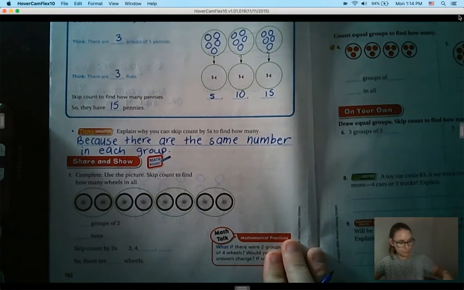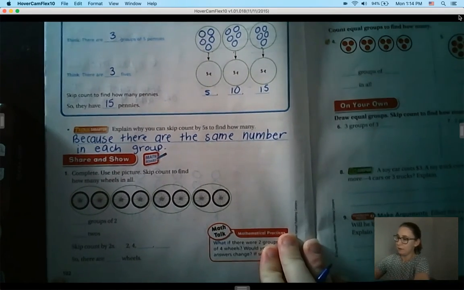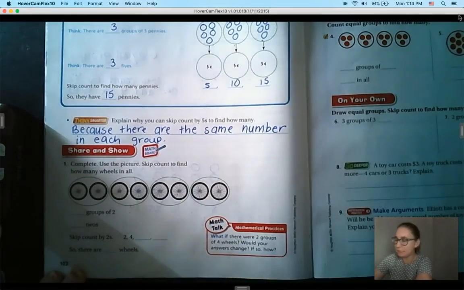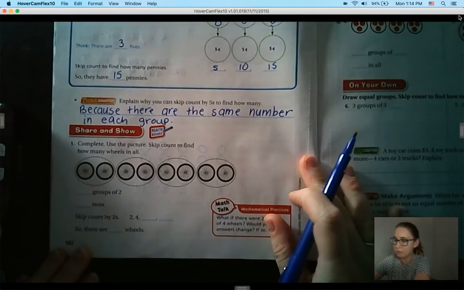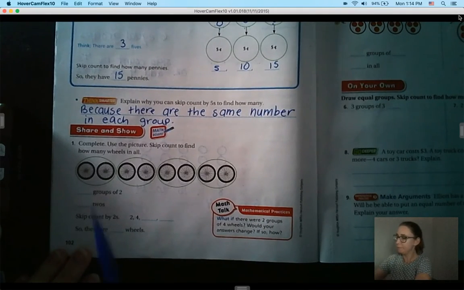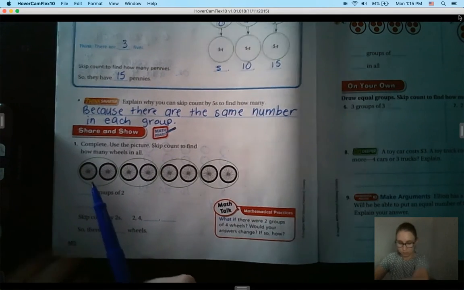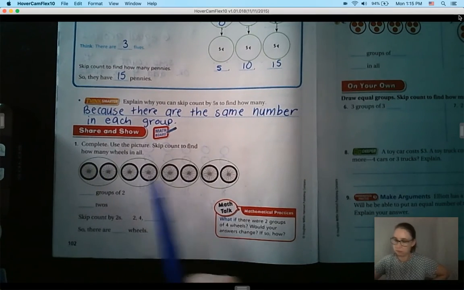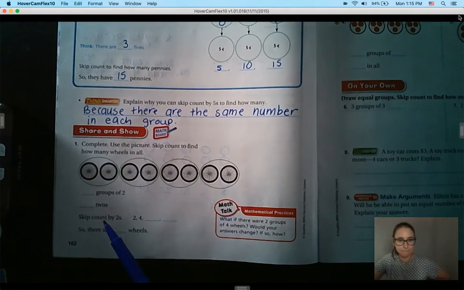All right, we're going to continue on to our share and show. And I'm going to do this first one with you. So it says complete, use the picture, skip count to find how many wheels in all. So we're still using wheels. So it gives us a line, how many groups of 2 and how many 2s. So if we have green circles, how many green circles do we have?